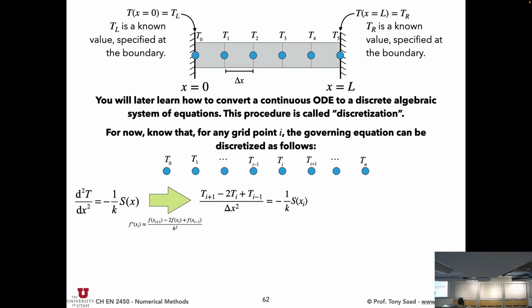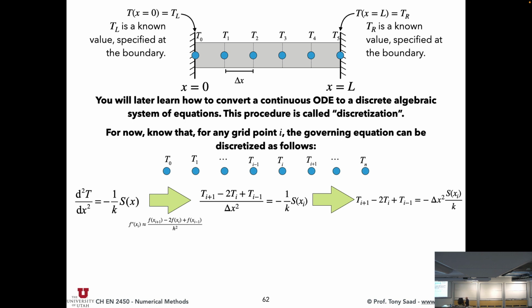It looks like this. So we went from a continuous ODE to an algebraic formula. Now, we still don't know what T i plus 1, T i, and T i minus 1 are. But that's the whole idea: if we write this equation at every point, we will get a system of linear equations that we can solve for all the temperatures. It's brilliant.